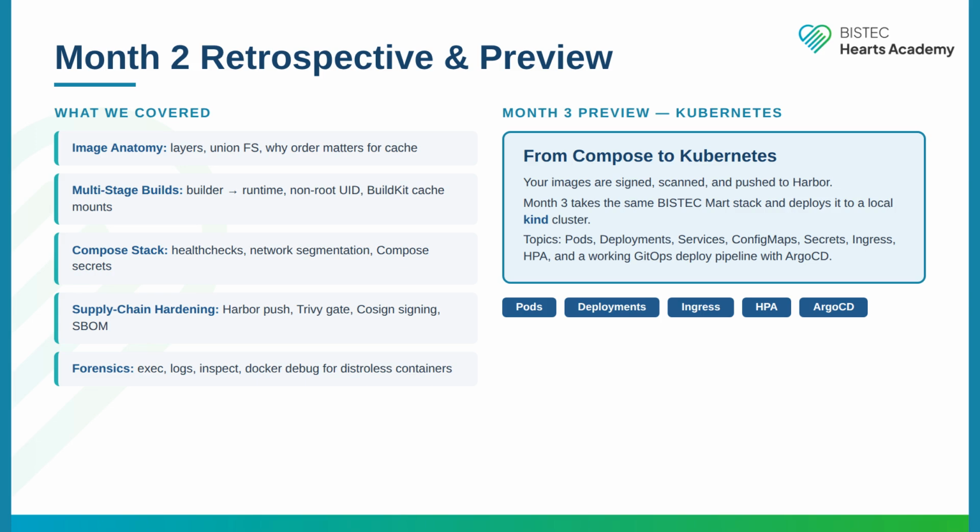These aren't Docker specific. They transfer directly to Kubernetes, where pods run with security contexts. Images pull from the same Harbor registry, and you define the same network policies at the cluster level. Month 3 is Kubernetes fundamentals: pods, deployments, services, config maps, secrets, ingress, horizontal pod autoscaler, and a working GitOps deploy pipeline with Argo CD. Everything you built today is the foundation for what runs in Kubernetes. See you next month.